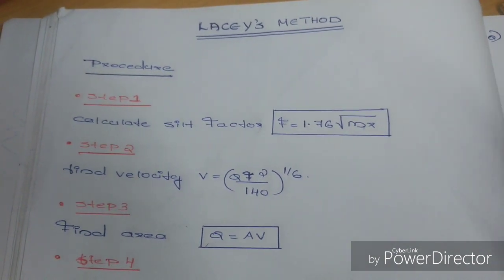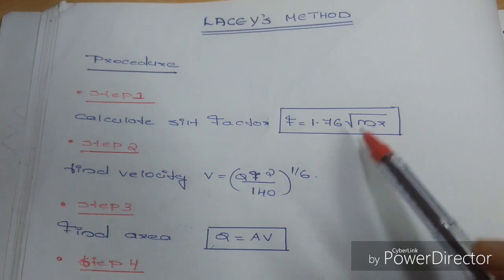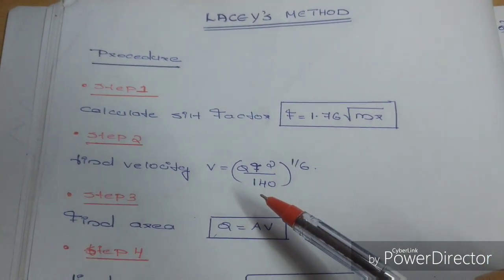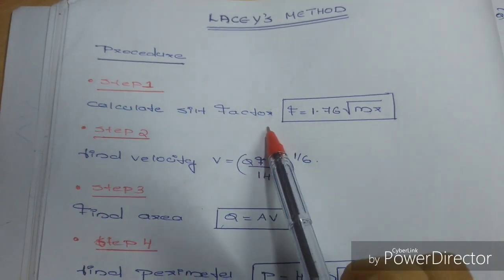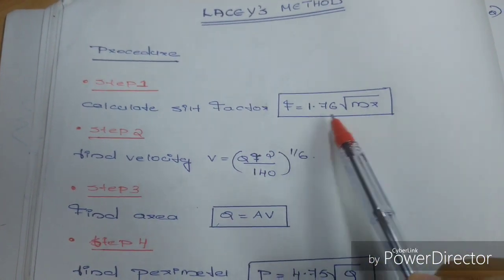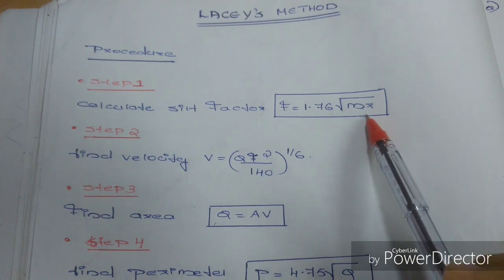So let's go to Lacey's method. In Lacey's method, we have different steps, and it includes 7 steps. The first step is to calculate the silt factor. The silt factor f is equal to 1.76 into root of mr.